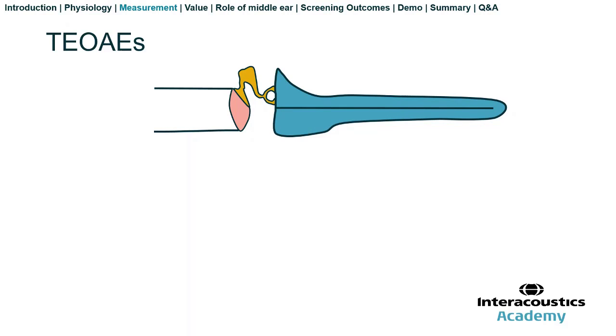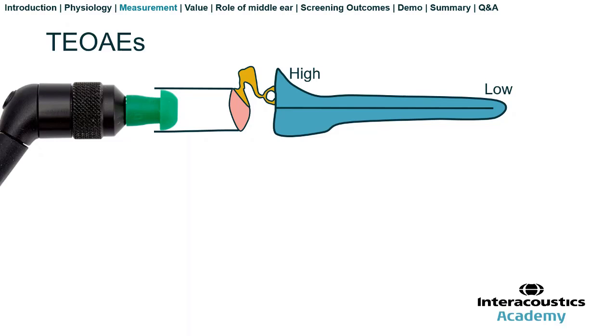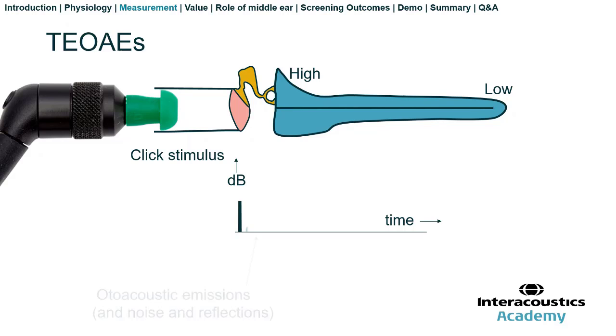The next measurement is transient evoked otoacoustic emissions. This is generated by using a click stimulus, which by its nature contains a broad representation of frequencies. The click is presented to the ear, and it will stimulate a large portion of the basilar membrane, which then travels back out into the ear canal. The recording in the ear canal has 3 primary components: the first is noise, the second are reflections, and the third is the OAE.